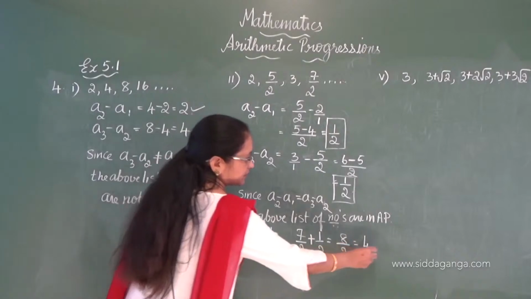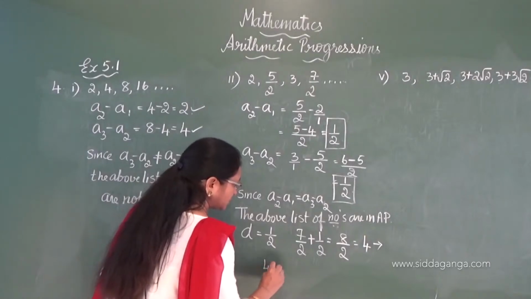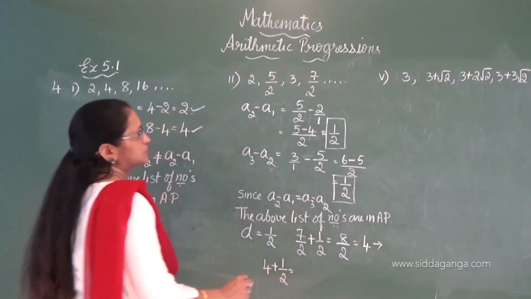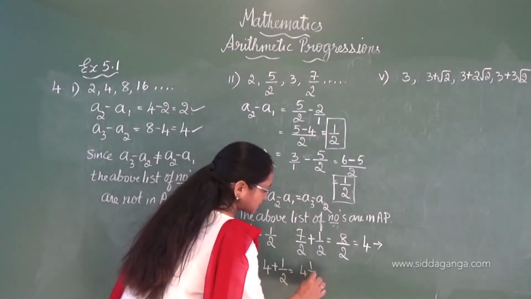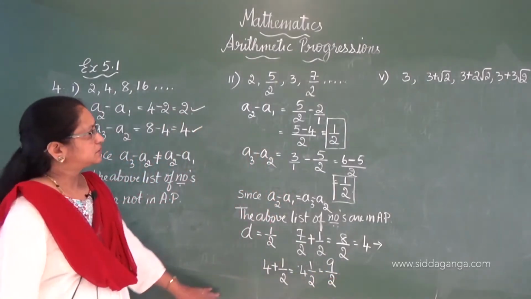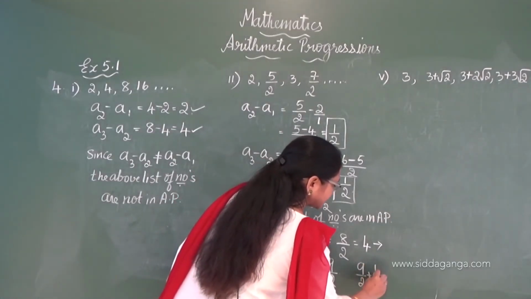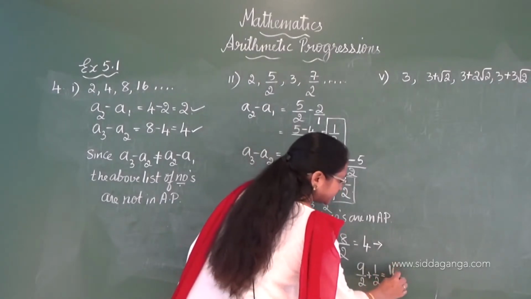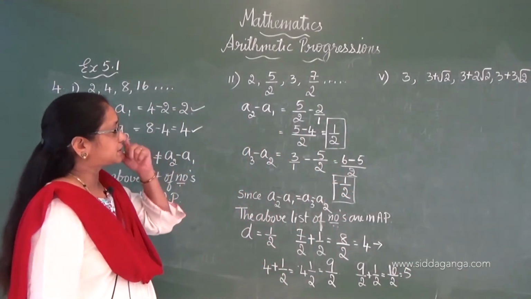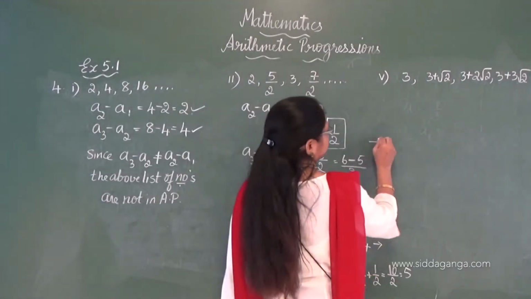Now the next term is 4. Again for 4 add half. So this will become 4 and a half. So 4 and a half means you all know it is 9 by 2. So next again for 9 by 2 add half again. So if you add half it will be 10 by 2. 10 by 2 means it is nothing but 5. So the next 3 terms are, so better write here. I will write here for you.